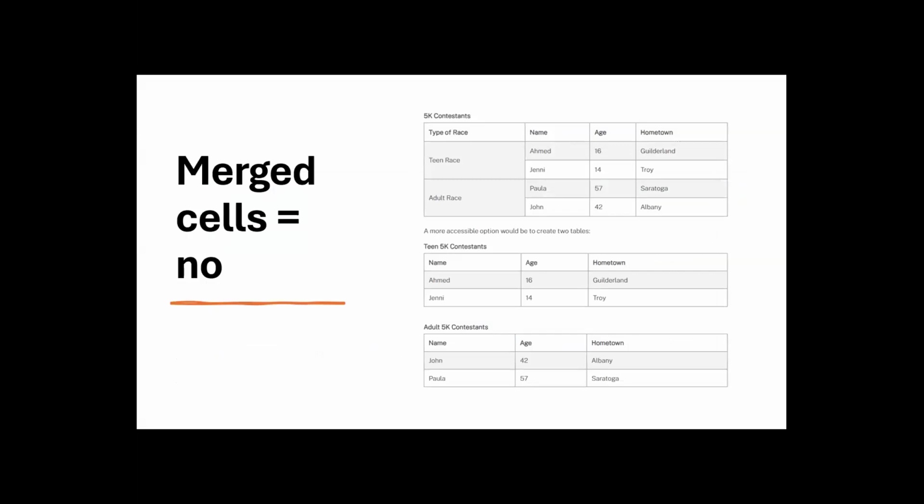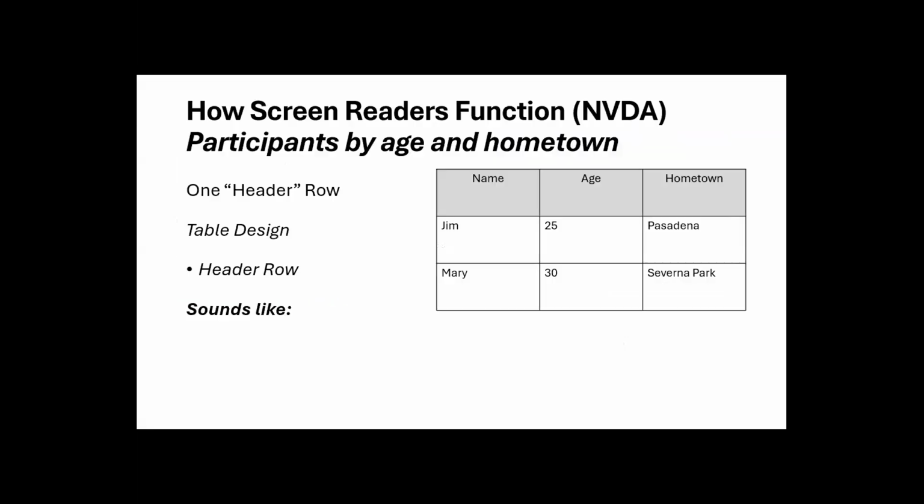It conveys the same information, but when I look at the teen 5K and the adult 5K, that just makes so much more sense on my eyeball than the one at the top where everything is merged.